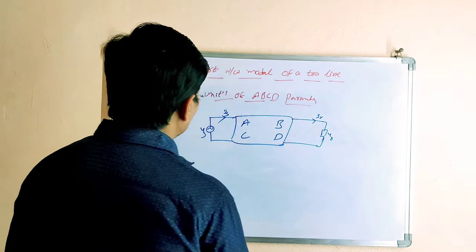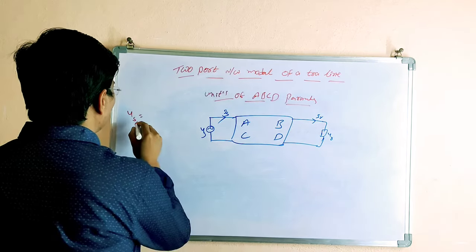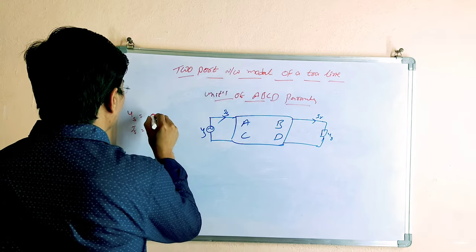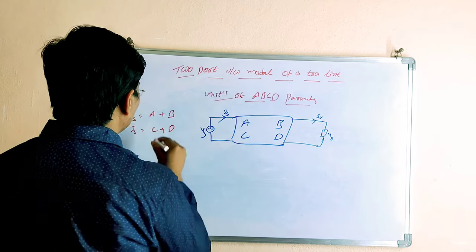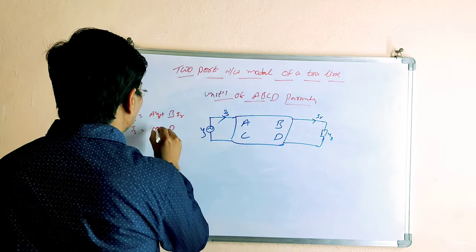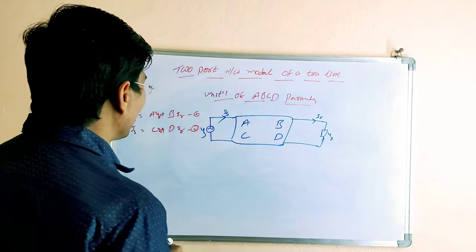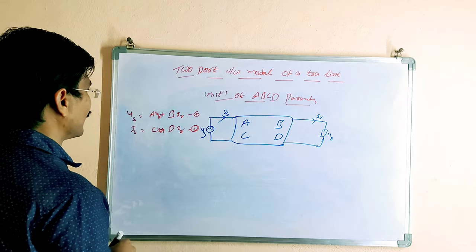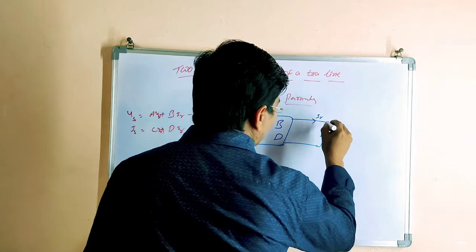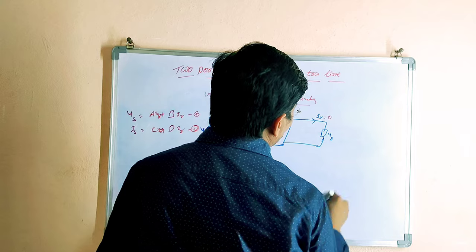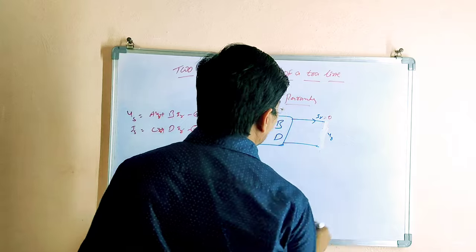In this equation, you will get Vs and Is equal to A, B, C, D times Vr, Ir. This equation was already written previously. From these two equations, case 1: this current is 0, which means this is the open circuit.